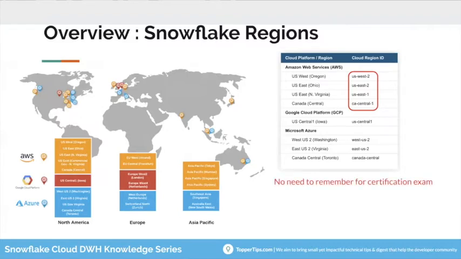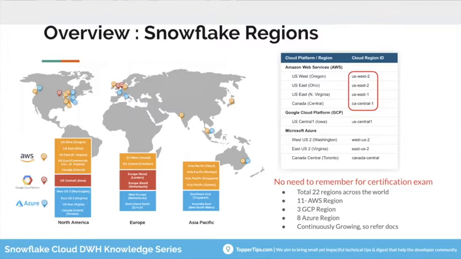So AWS regions are available to make sure that you can have a disaster recovery or a continuity of business. You can replicate your data if you have a requirement where you want to give multi-cloud support, right? So there are right now 22 regions across the world: 11 AWS, 3 GCP, and 8 Azure. And it is continuously growing, and Snowflake is trying to make more and more regions available.